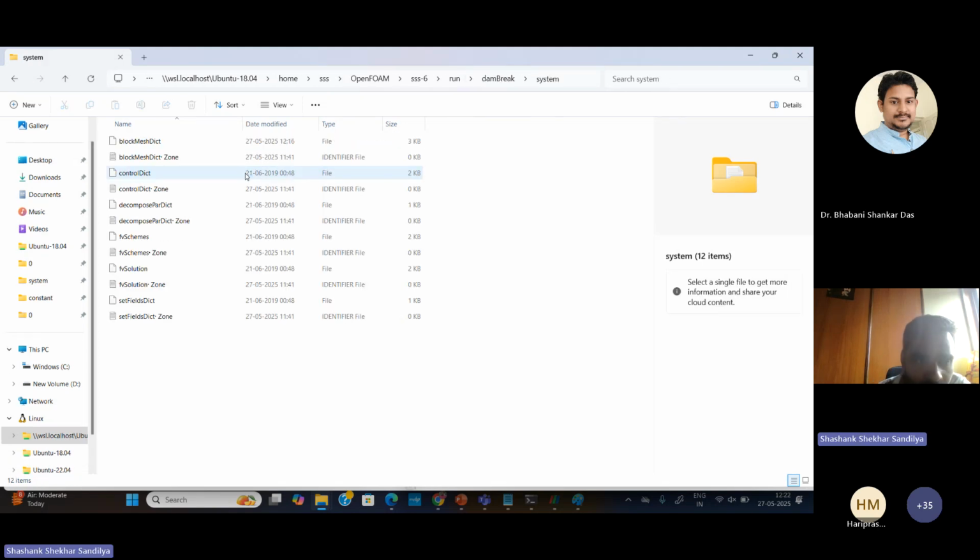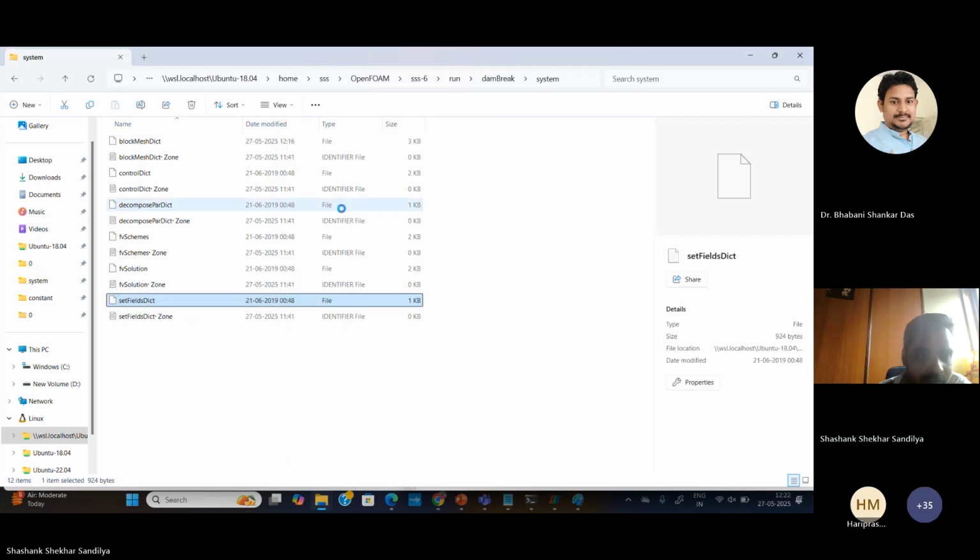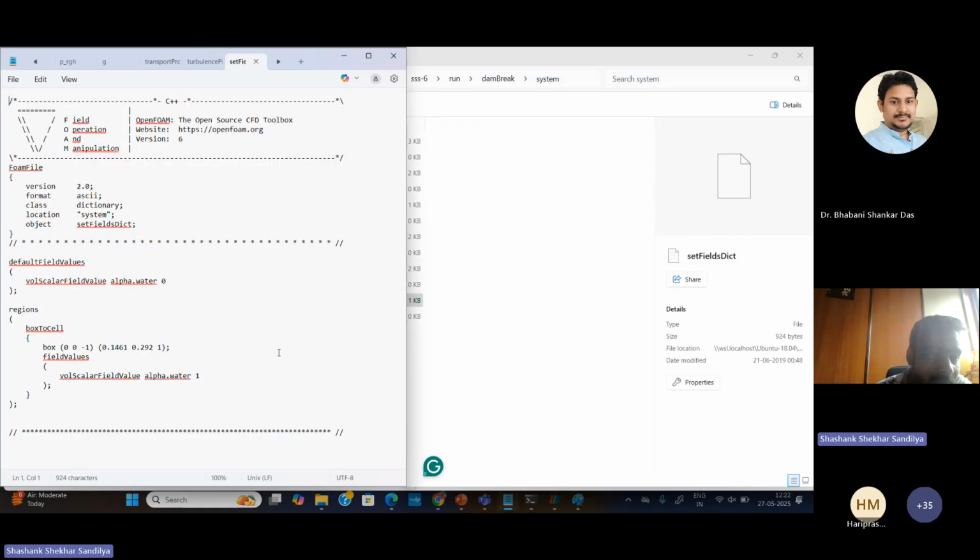In the system folder, there are some other files. This is setFieldsDict, which is showing the default value: volScalarFieldValue alpha.water equal to 0. It means the alpha.water value should be 0 everywhere by default, except the regions we have defined. So boxToCell is a region where we have defined that the alpha water value is 1.